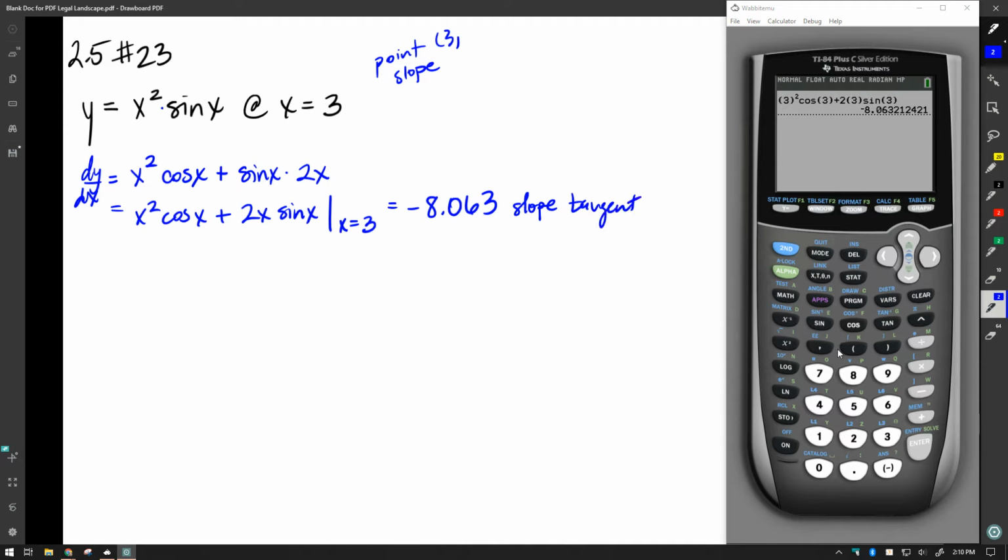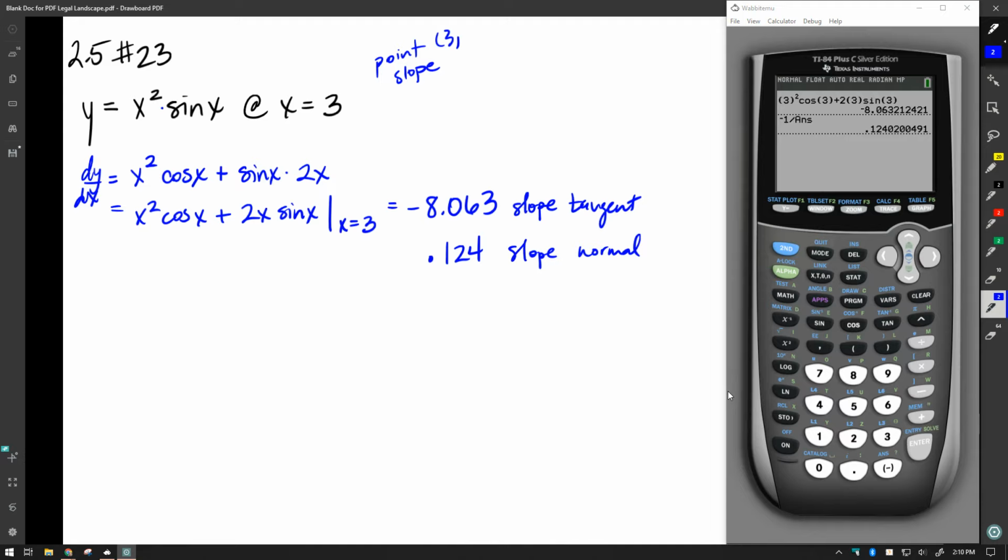While we're here, we can also find the slope of the normal line. We know it is the opposite reciprocal of the tangent slope, so we can say negative 1 over, and we can put the previous answer, and that will give us a slope of 0.124 for the slope of the normal line.